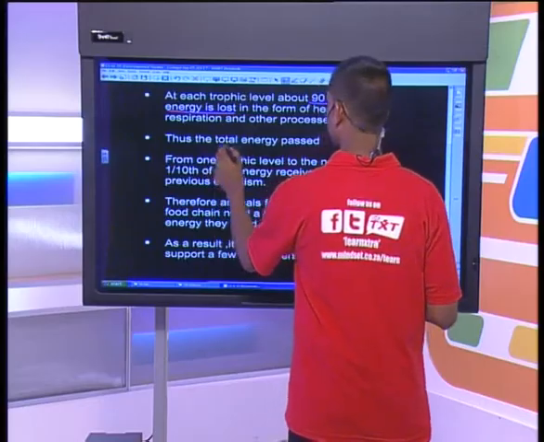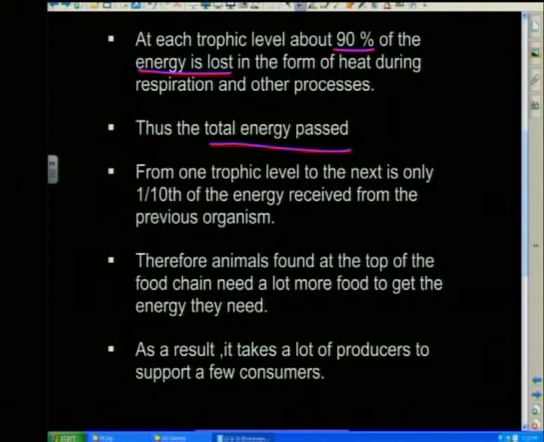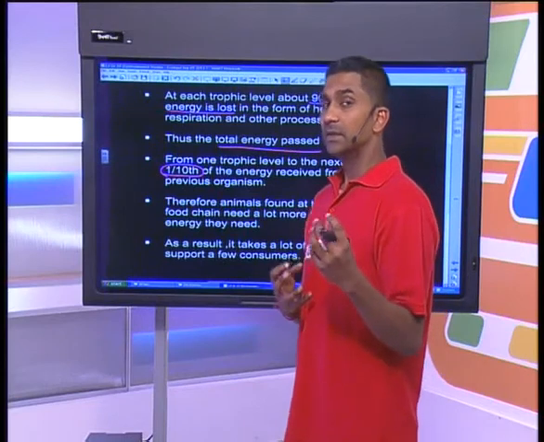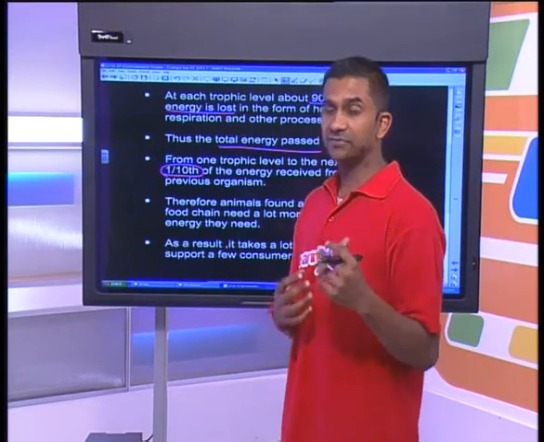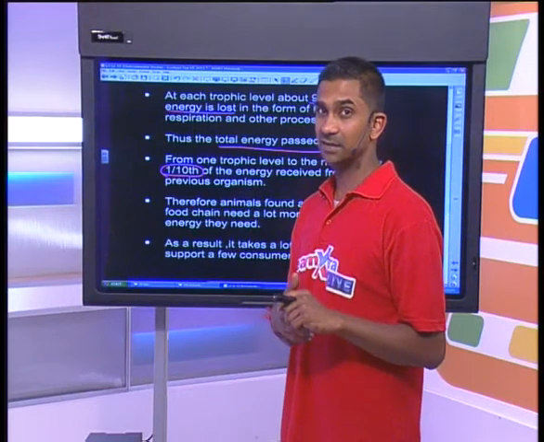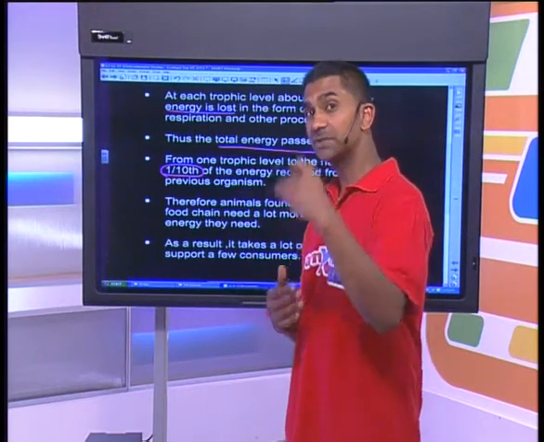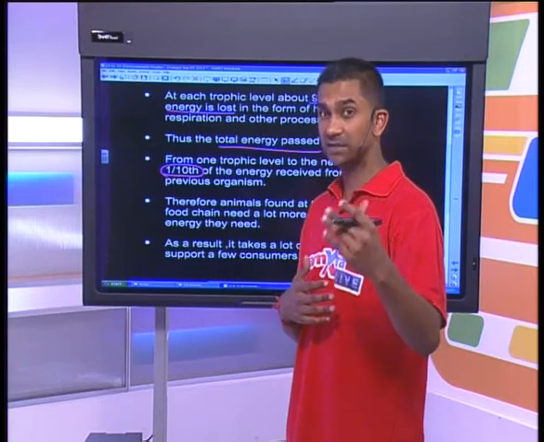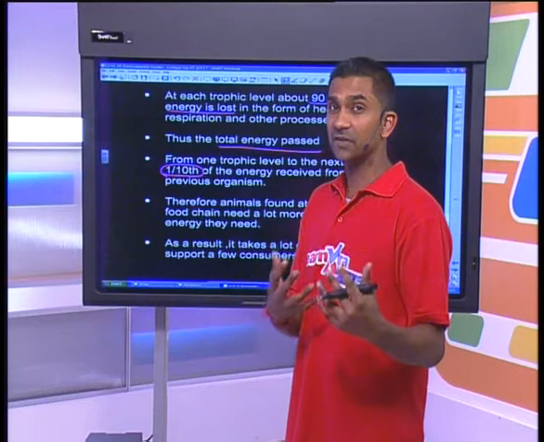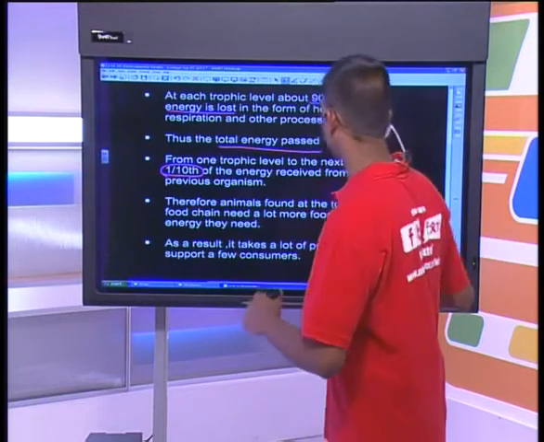Thus, the total energy passed from one trophic level to the next is only 1/10 of the energy received from the previous organism. That simply means that the next trophic level gets 1/10 of the energy available to the previous one, which is very little. And hence, as we go up the trophic levels, these organisms, the second, the third, and the fourth, would need to eat more food to satisfy the requirements of their bodies.